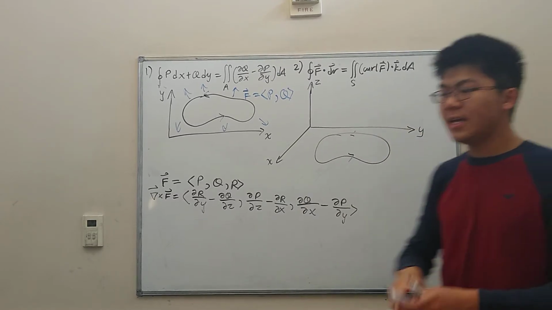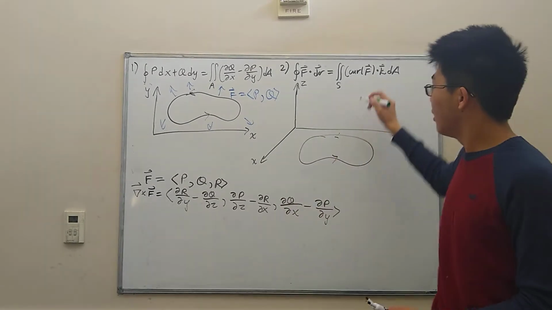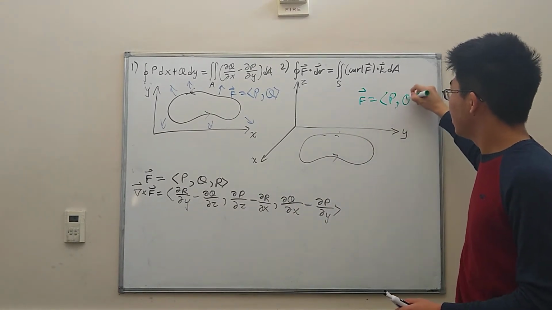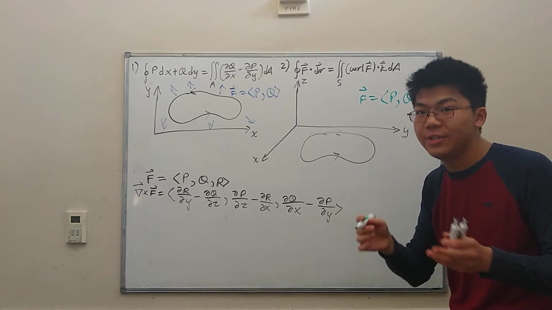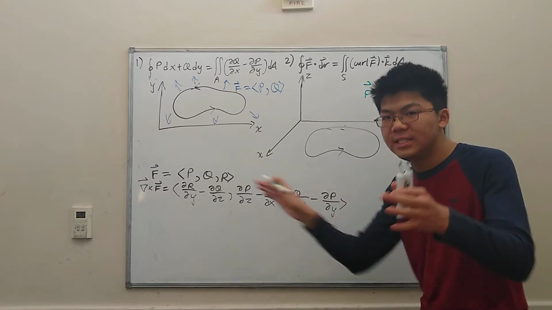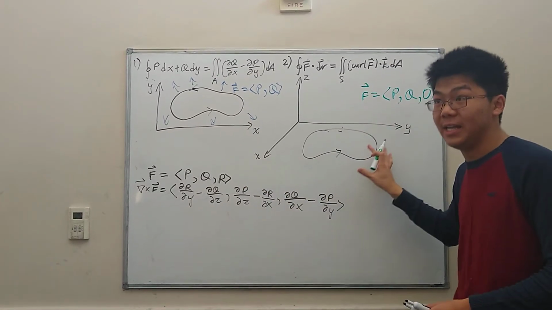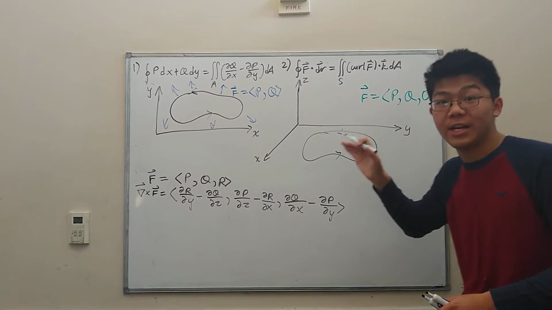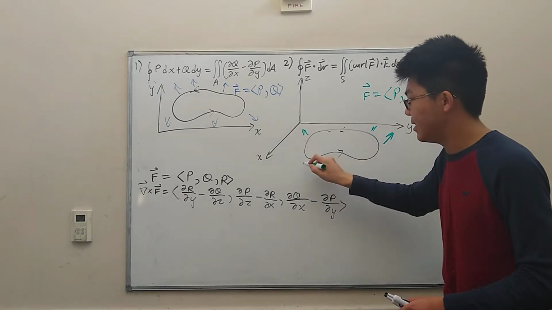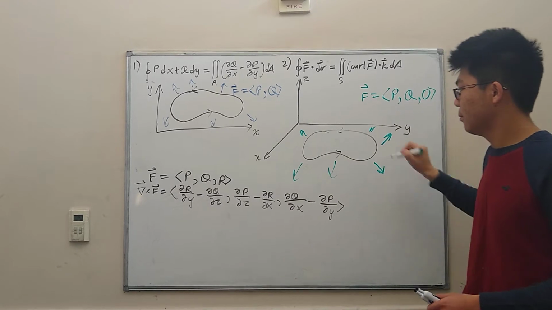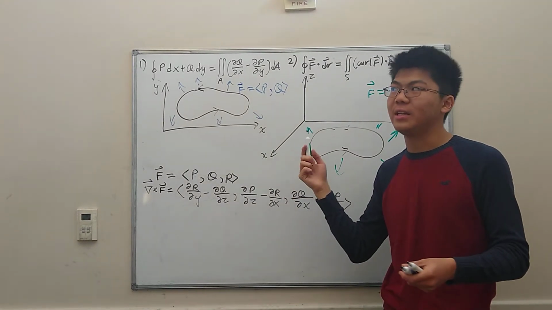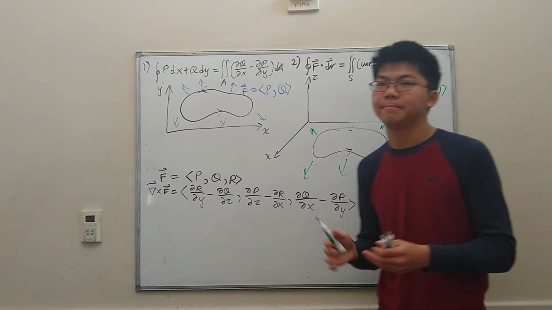So, in this case, our vector field is equal to P, Q, and for R, it's going to be 0. So the vector field is still located in the xy plane. It's not pointing in the z direction. Just like this. Alright, what do these two expressions have in common, and what do they mean?